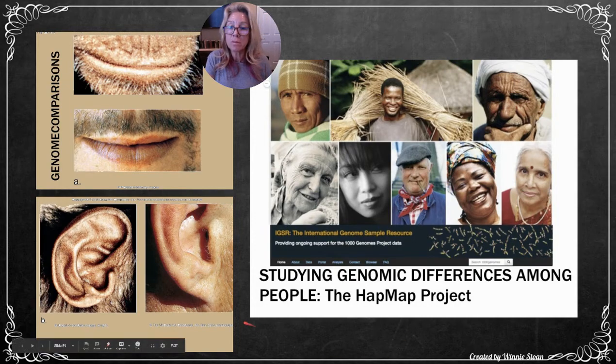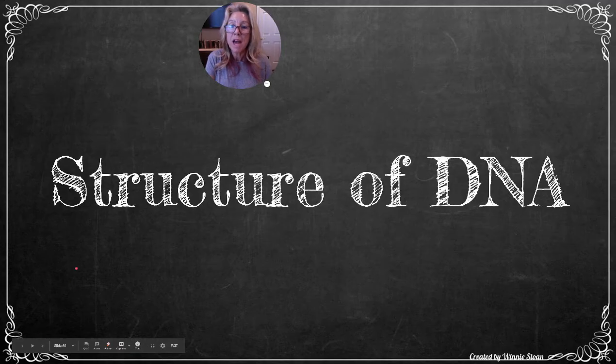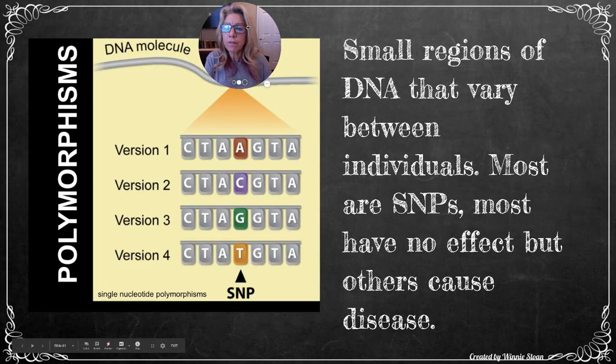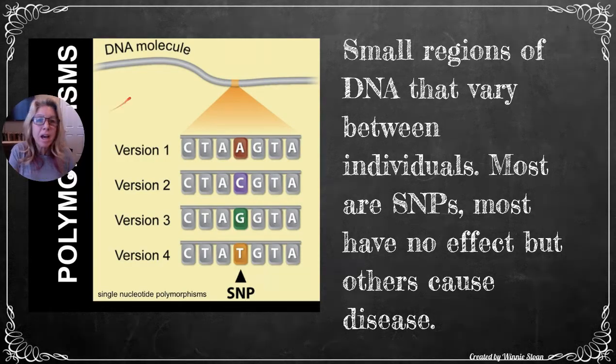Let's talk about differences between us. Those are called polymorphisms, and this is going to be underneath the banner of the structure of DNA, that aspect of genomics. Polymorphisms are small regions of the DNA that can vary between individuals. Most of those are SNPs, or single nucleotide polymorphisms, just one difference in one base. Most have no effect, but then others can cause disease. So in your notes, you want to have small regions of DNA that may vary between individuals. And I gave you the rest of that.